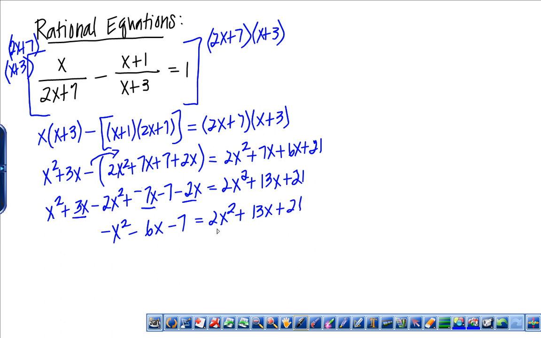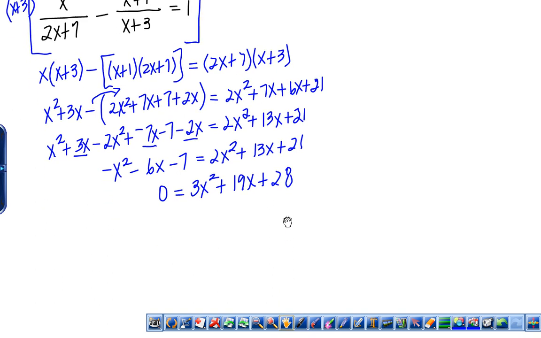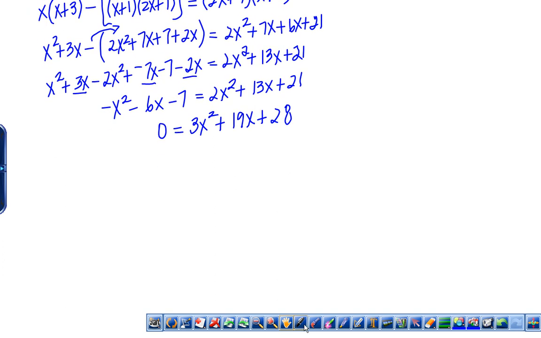Okay, so let's get everything on one side. If I move everything over here, it's going to be positive. So I'm thinking this is the 0 side. Moving it over here, this gives me a 3x squared. Moving the 6 over here, that's going to be 19. Moving the 7 over here, that gives me a 28. All right. So all of that mess is a whole lot easier.